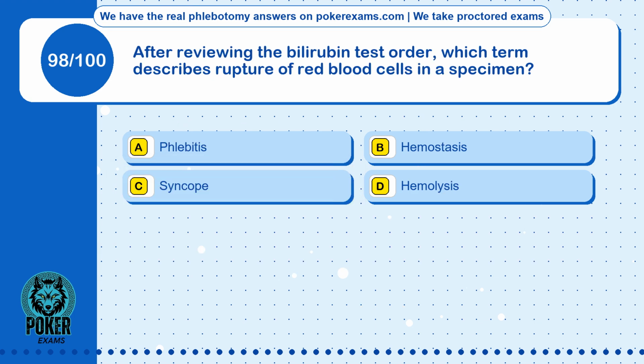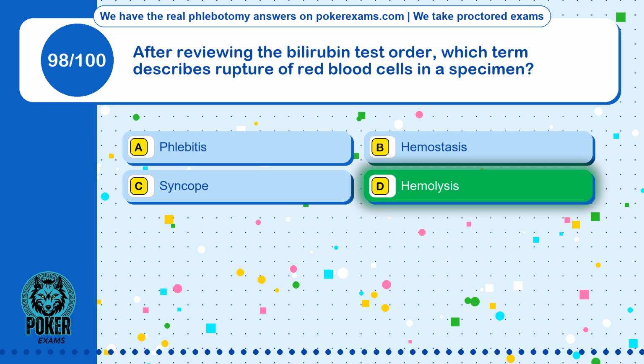Question 98. After reviewing the bilirubin test order, which term describes rupture of red blood cells in a specimen? Option A phlebitis. Option B hemostasis. Option C syncope. Option D hemolysis. The correct answer is option D.